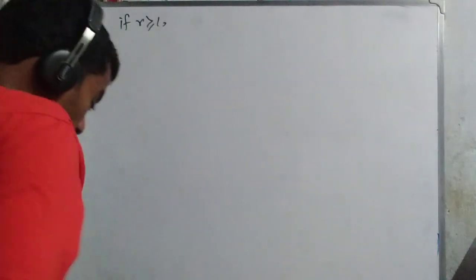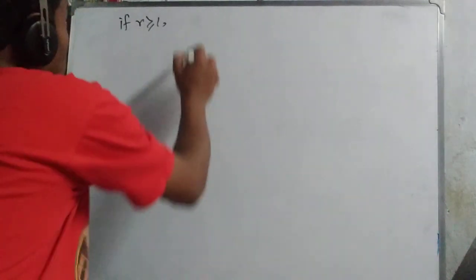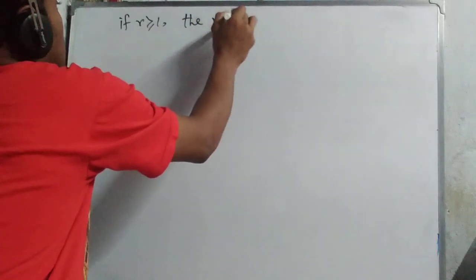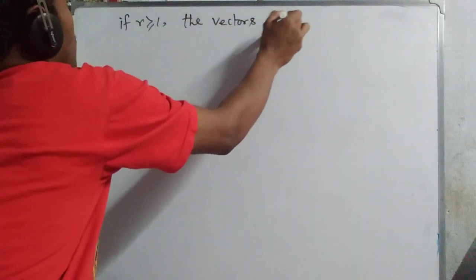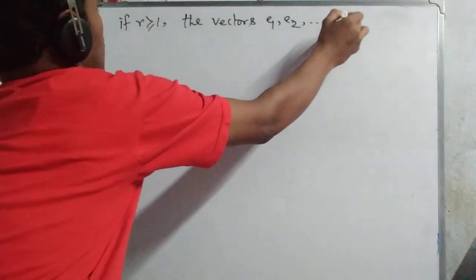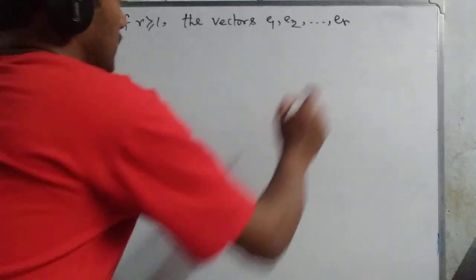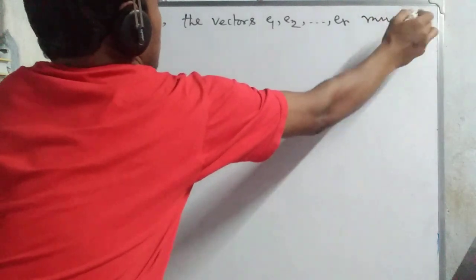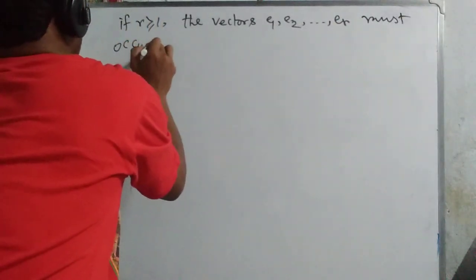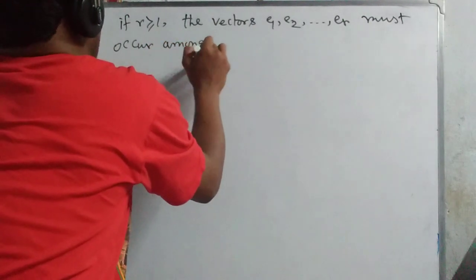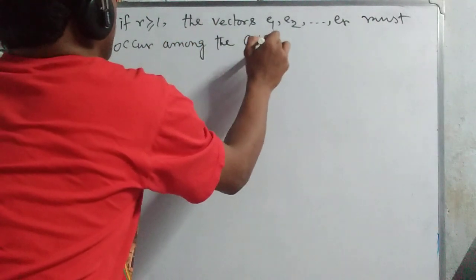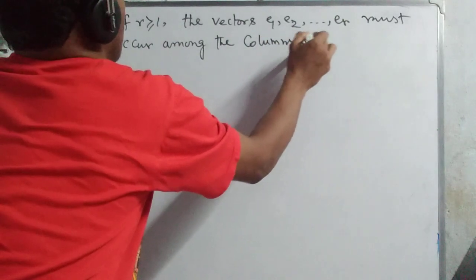Now what happened here? That means if r is greater than 0, the vectors e1, e2, ..., er must occur among the columns of B.